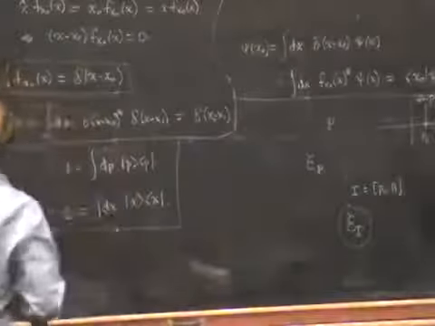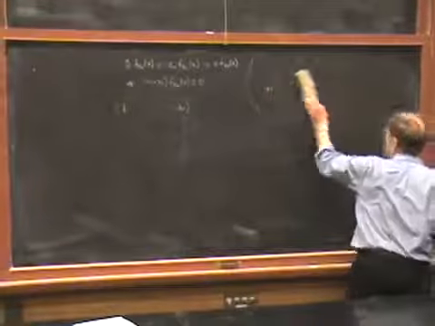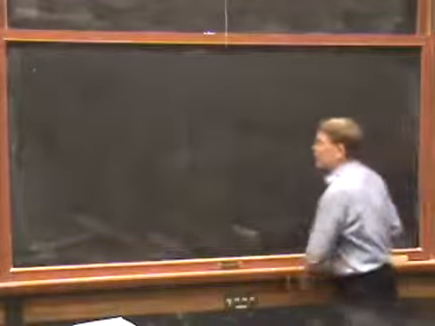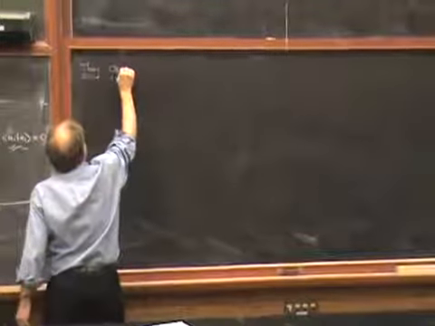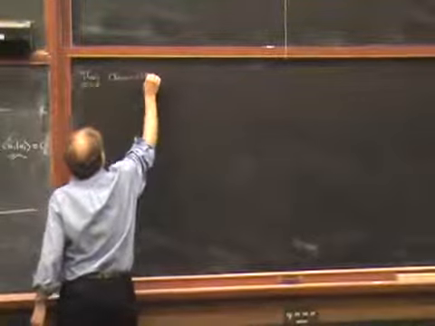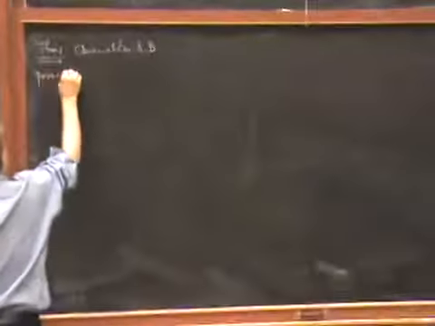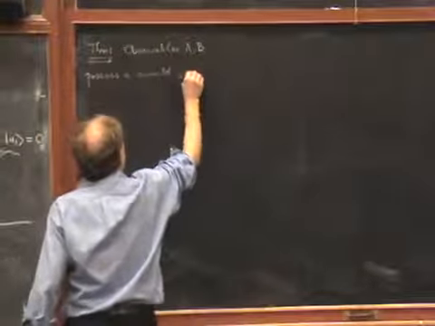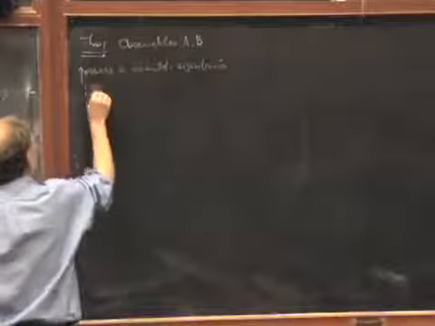Now, an important theorem regarding observables in quantum mechanics, I'll write it out. Observables A and B possess a simultaneous eigenbasis if and only if they commute.